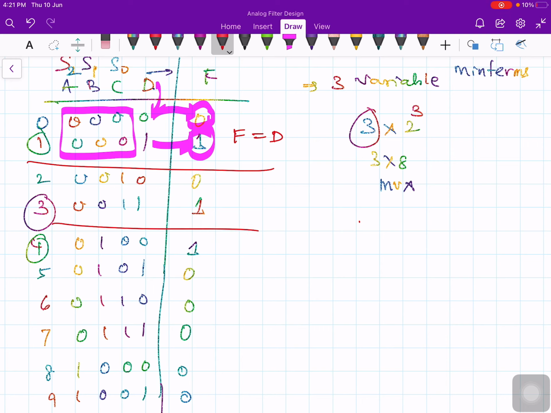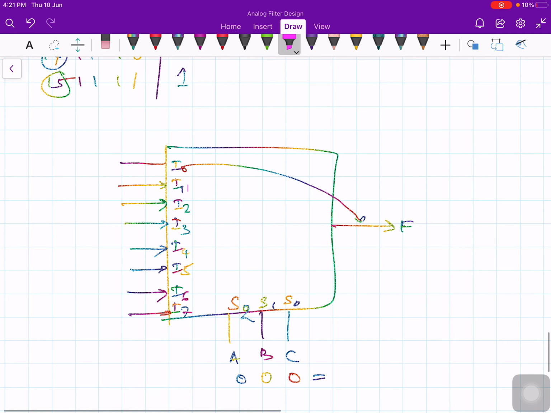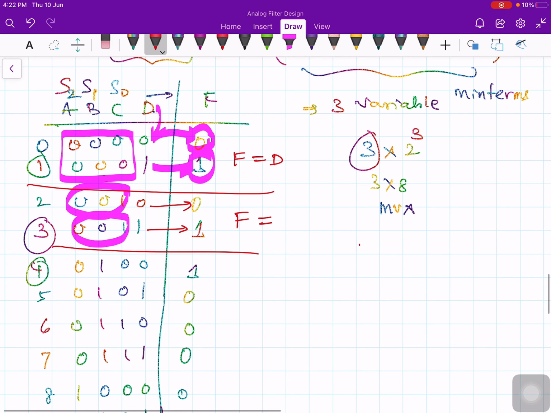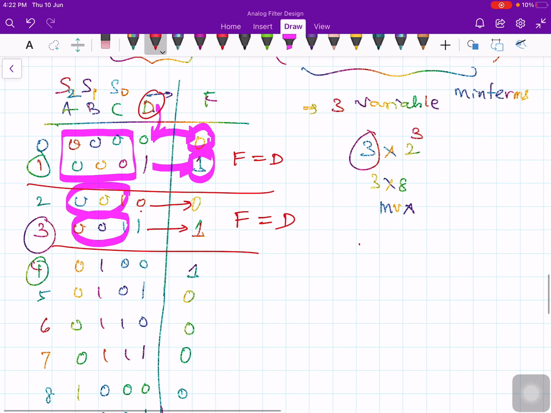Now take this combination, 0, 0, 1. If A, B, C equal 0, 0, 1, then your I1 gets a chance to the output, right? Therefore, in this combination, what is the output? 0 becomes 0 and 1 becomes 1. No change of your D value. Therefore, F is equal to D. If D equal to 0, here also D equal to 0. If D equal to 1, here also D equal to 1. Therefore, F equal to D.